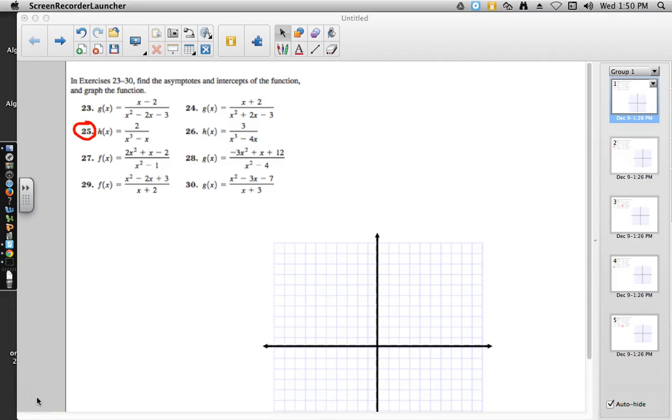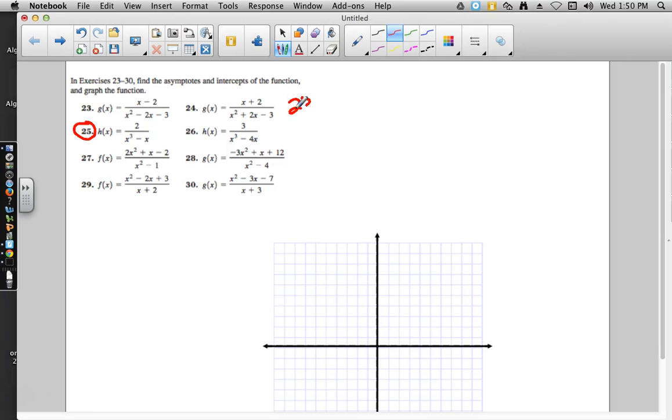These are the frequently asked questions for pre-calculus for section 2.6, day 2. Starting with number 25, we have: find the asymptotes and intercepts of the function and graph the function. So for 25, h of x is 2 over x cubed minus x.